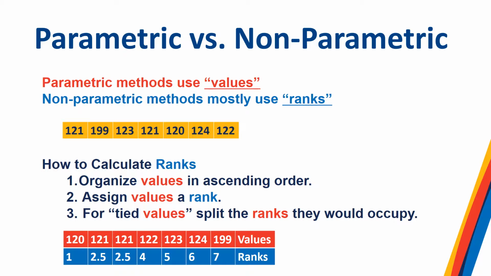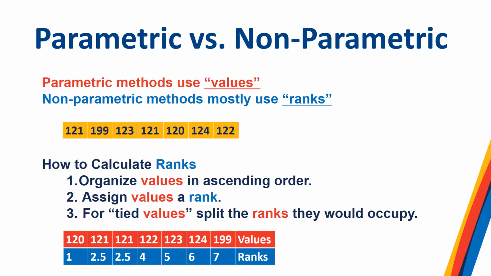And so we calculate ranks by organizing the values in order, from low to high, and then we assign each value a rank. For tied values, like you can see there are two 121s, we just split the ranks they would occupy. And so this is how you calculate a rank.